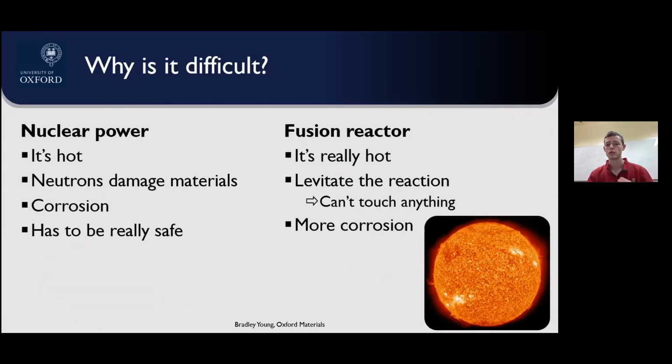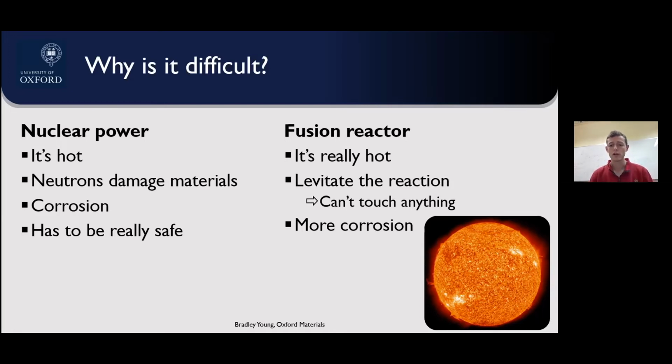But the neutrons can fly into the materials that you've used to build your reactor out of, and they can damage them and make them really brittle, which isn't great. There's corrosion. In order to get the energy out, we have to cool the reactor. That coolant can corrode your materials, makes it really difficult to design materials for this environment.